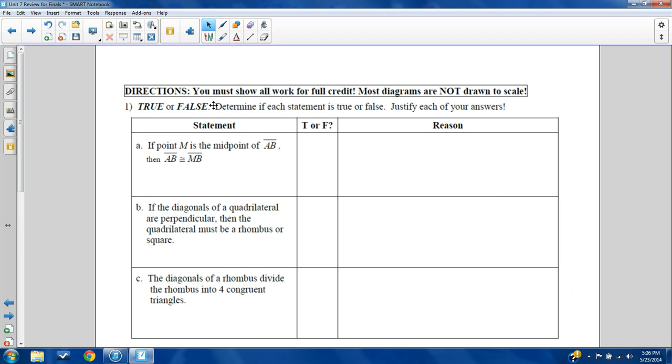Okay. True or false, determine if each statement is true or false, justify each of your answers. Some I won't be able to justify as well as others. I think if you hear me out, you're going to know what I mean, and it's kind of enough for you if you do that.